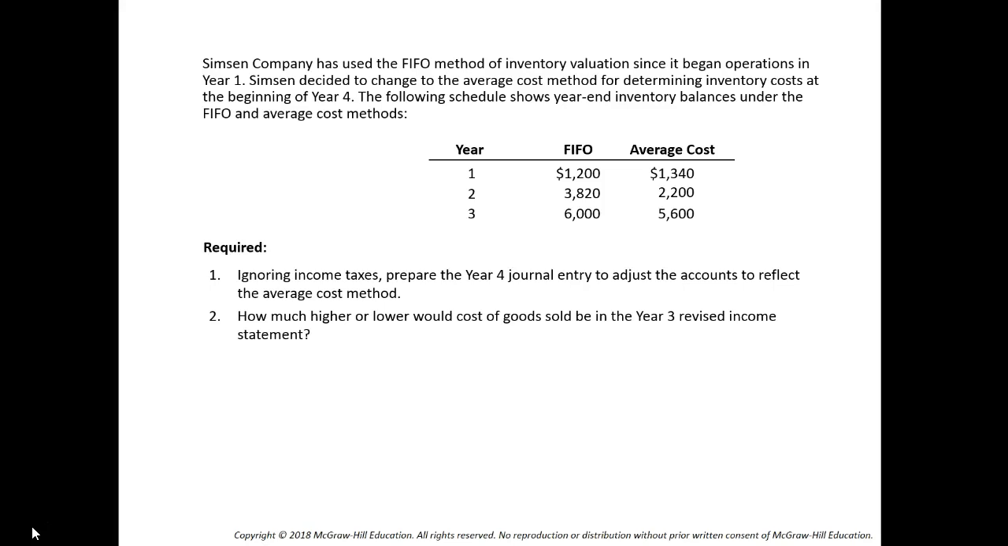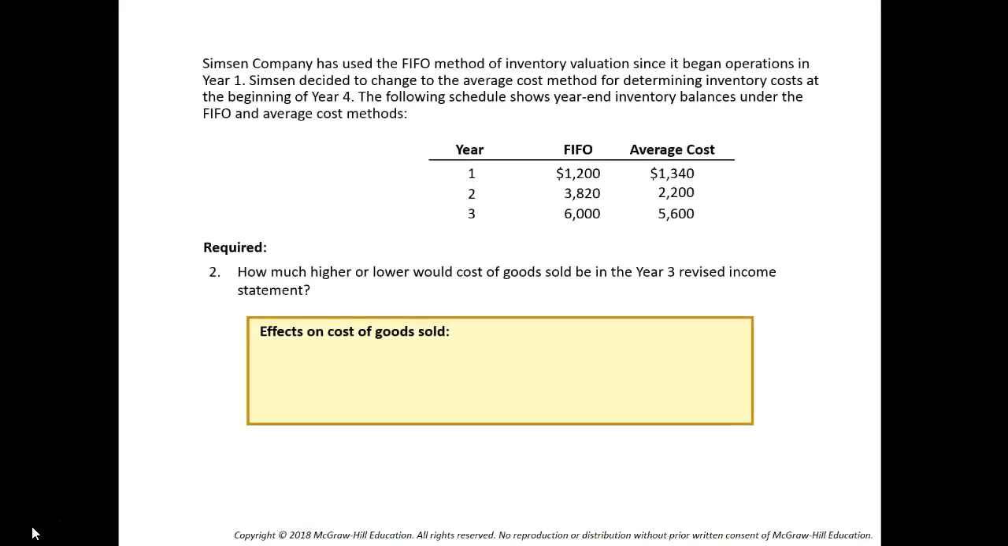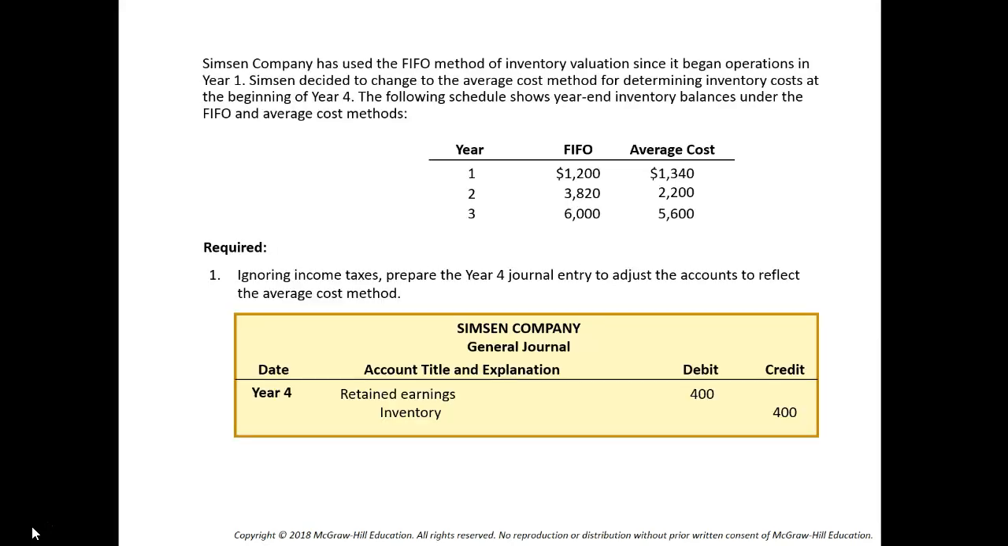Ignoring income taxes, prepare the year 4 journal entry to adjust the accounts to reflect the average cost method. Number 2, how much higher or lower would cost of goods sold be in the year 3 revised income statement? So as you see, the journal entry in year 4 would be a debit to retained earnings for $400 and a credit to inventory for $400.